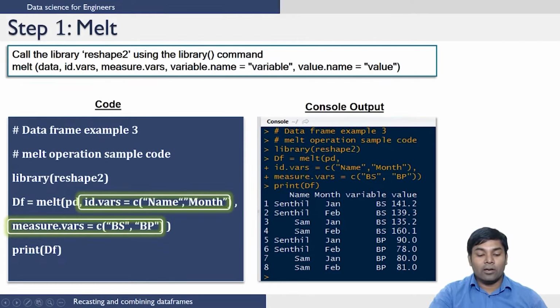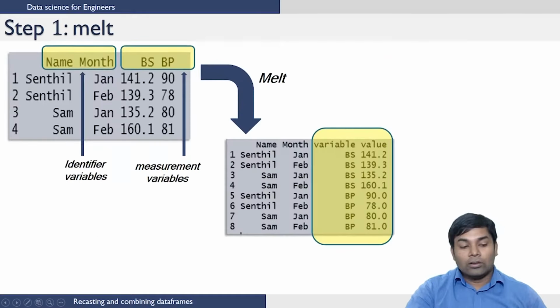That's what it means when you say in this syntax, variable.name is variable and value.name is value. So the column which carries the measurement variables is named variable, and the column which holds the values of those measurement variables is named value. So this is the first step: identify the ID variables and measurement variables of the data frame and use the melt command to melt the data frame to get to this structure.